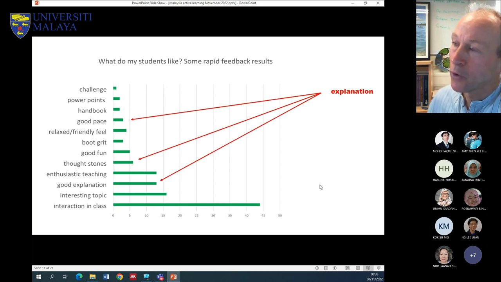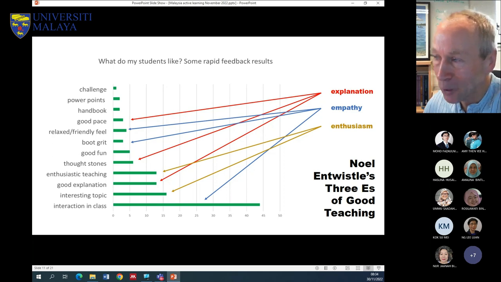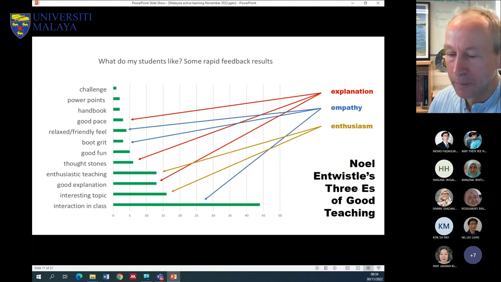And you can divide these things into the three E's, which is a summary that comes from an Edinburgh academic. These are Noel Entwistle's three E's of good teaching. And he says, it's quite helpful to remember explanation, empathy, enthusiasm. If you can get all of those, then most students will be happy with you. So these aspects reflect, at least to some extent, one or more of Entwistle's E's.